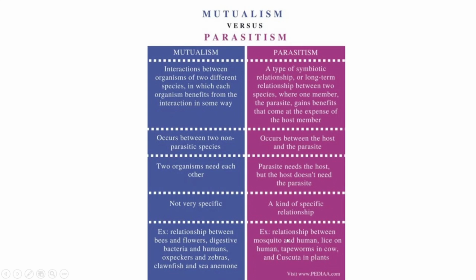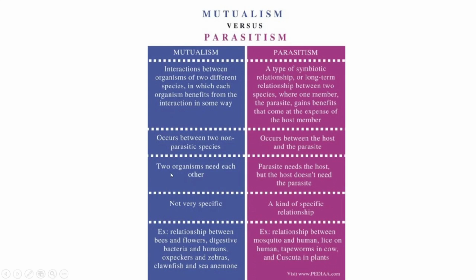A parasitism example is the relationship between mosquito and human. The mosquito comes and sits and basically sucks blood, so the humans do not get any benefit from the mosquito at all. So it's a parasitic relationship. Lice on humans, tapeworms in cows, all these are parasitic relationships because only one party is benefiting from it. But the relationship between bees and flowers is a mutualistic relationship, because pollination happens and bees also get honey.